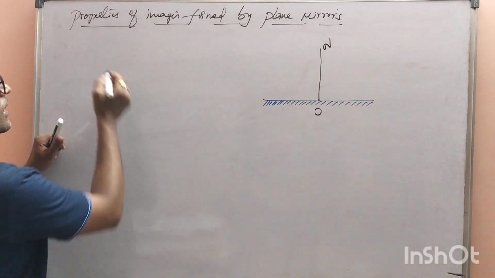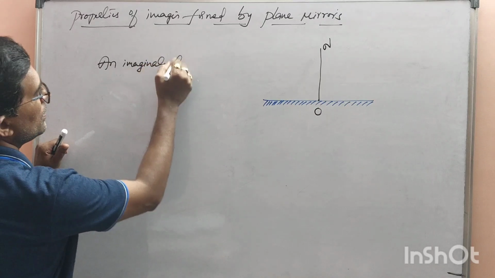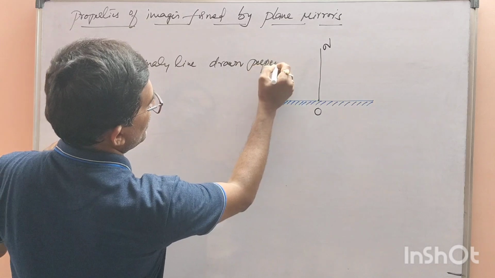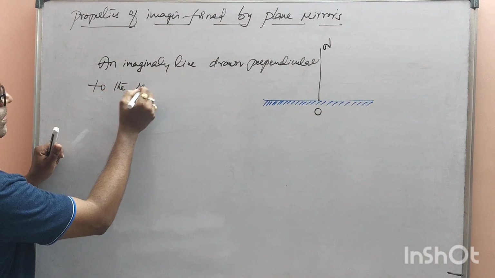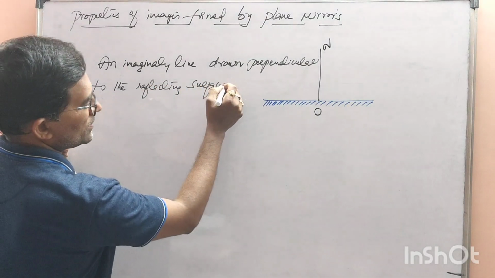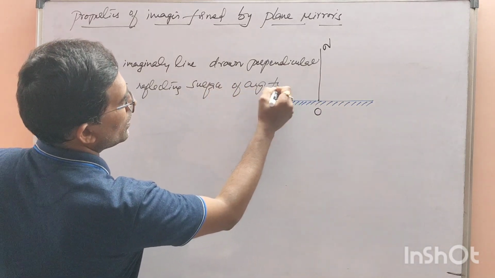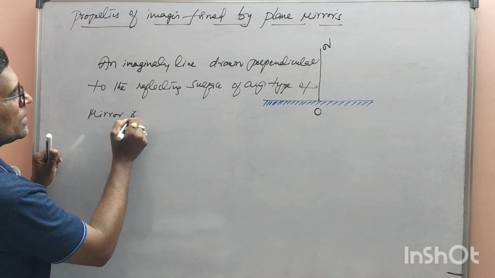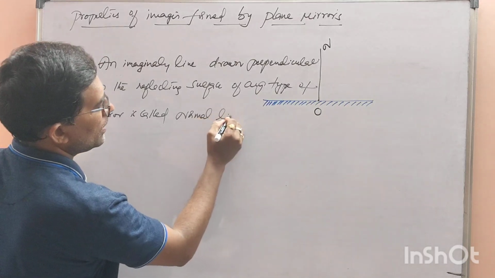Please make sure to write this down. An imaginary line drawn perpendicular to the reflecting surface of any type of mirror is called a normal line.